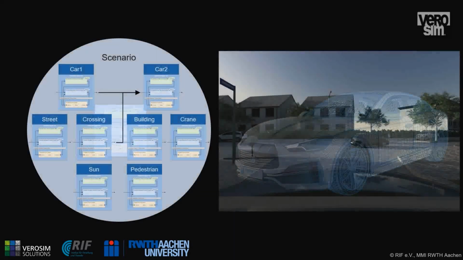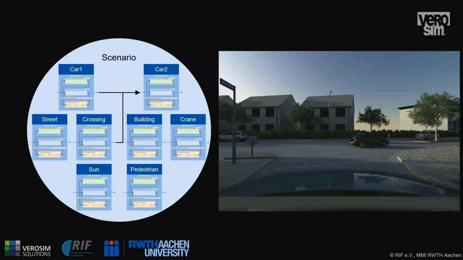This is not limited to a single vehicle, but also holds for further objects of the real world. This includes further cars, the street, the crossing, buildings and cranes, as well as traffic lights and so on. Having all of these digital twins within our repository, we can combine them to create a virtual test scenario.